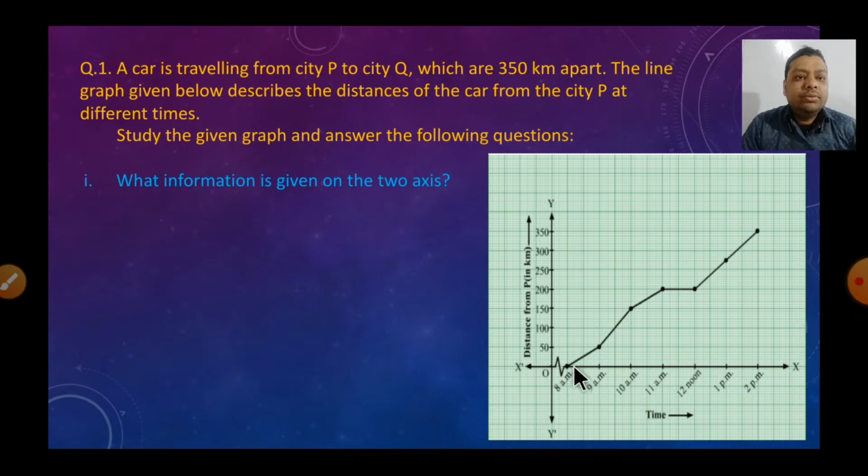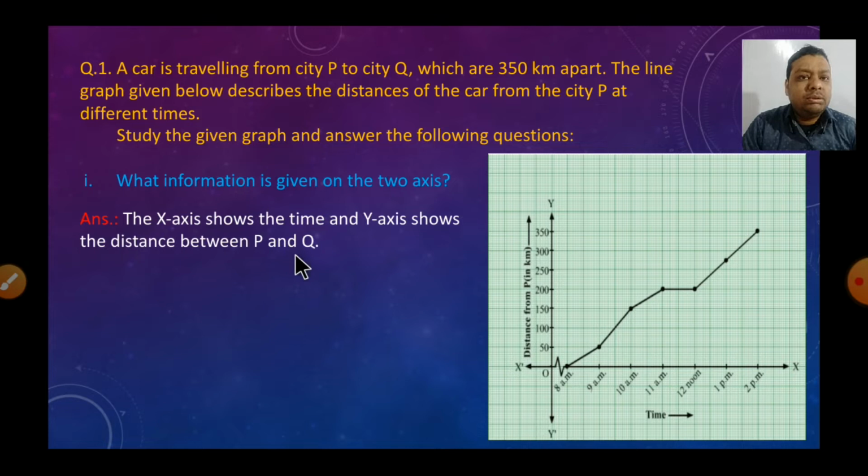Now, what information is given on the two axes? It is the distance from P to Q at different times. So the x-axis shows the time and the y-axis shows the distance between P and Q. That information is given by this graph.